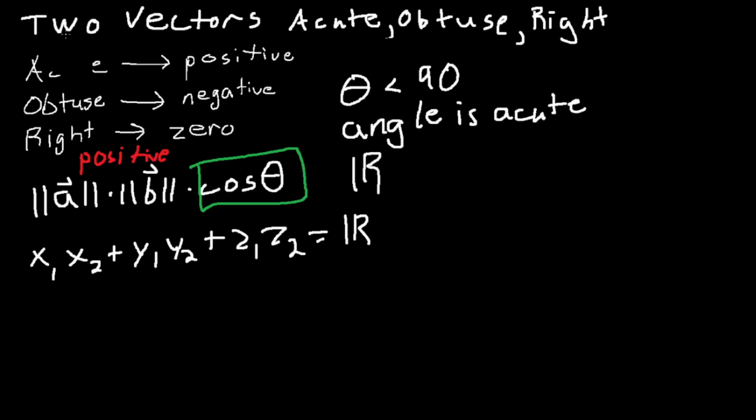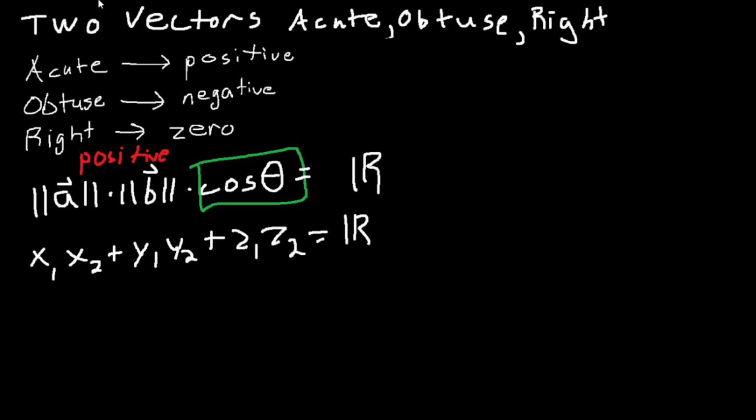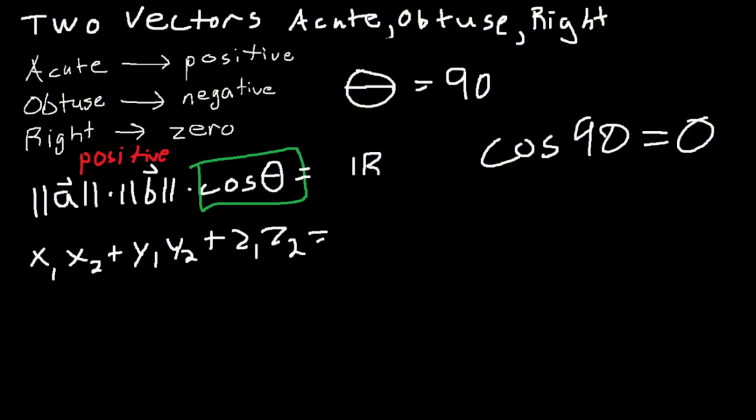Now, what happens if, let's say, theta is equal to 90? Well, cosine of 90 is equal to 0, with your trigonometry or whatever you've done. Cosine of 90 is equal to 0.